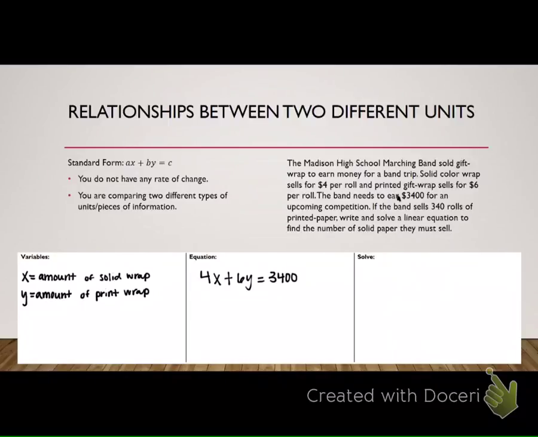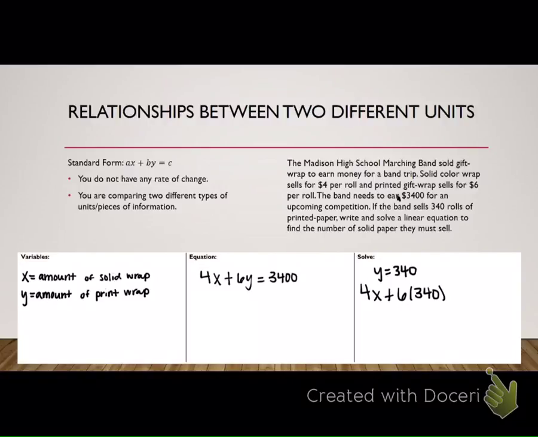Stop. So it's $4 per print or solid wrap. That's what the X represents. 4 times the solid plus 6 times the print for a total amount of $3,400, right? So it tells you that they sold 340 rolls of printed paper. Is that X or Y? Y. That is Y. So Y equals 340. So we're going to plug in 340 for Y. And you can solve that.